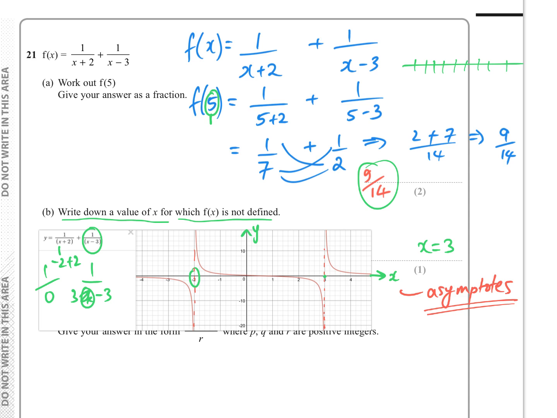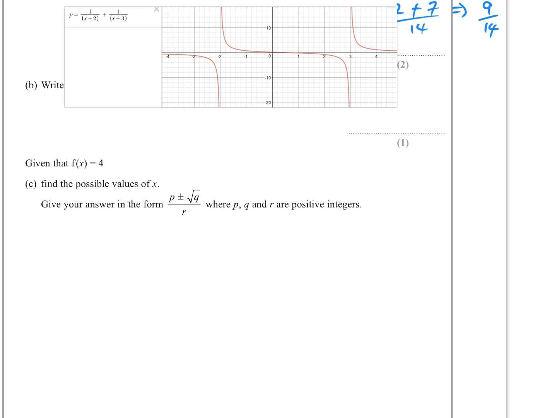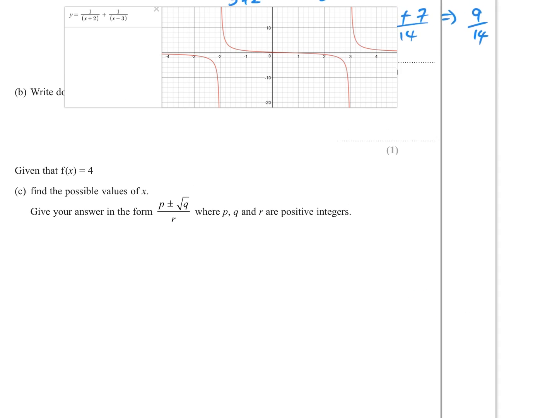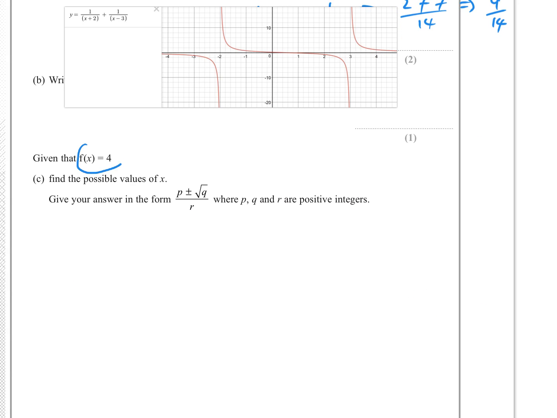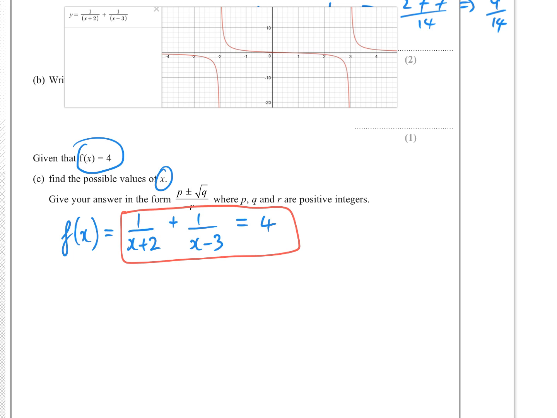Right, let's have a look at the next part. Part C. Given that f of x equals 4, well, don't forget f of x was 1 over x plus 2 plus 1 divided by x minus 3, if it's saying that's 4, we've got to try and find the possible values of x. So we've basically got to solve this equation here.